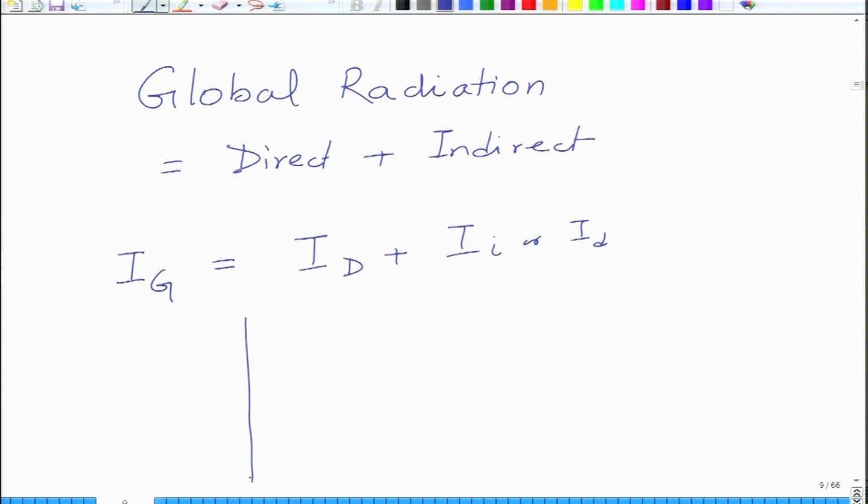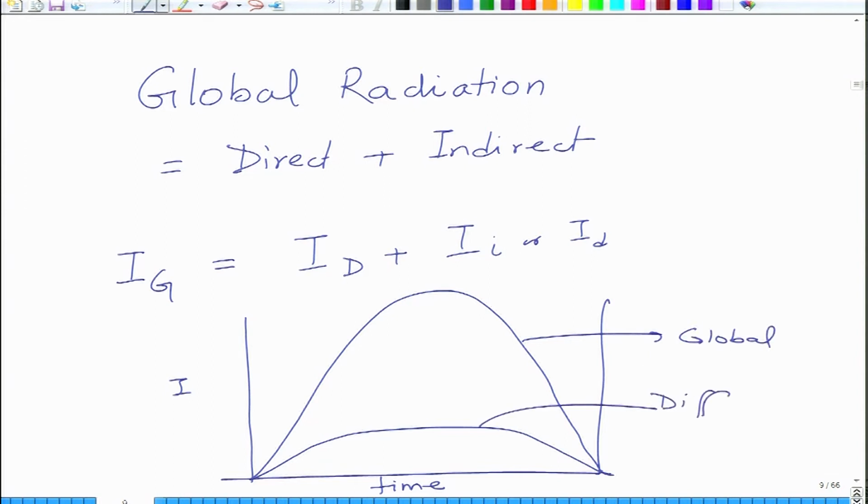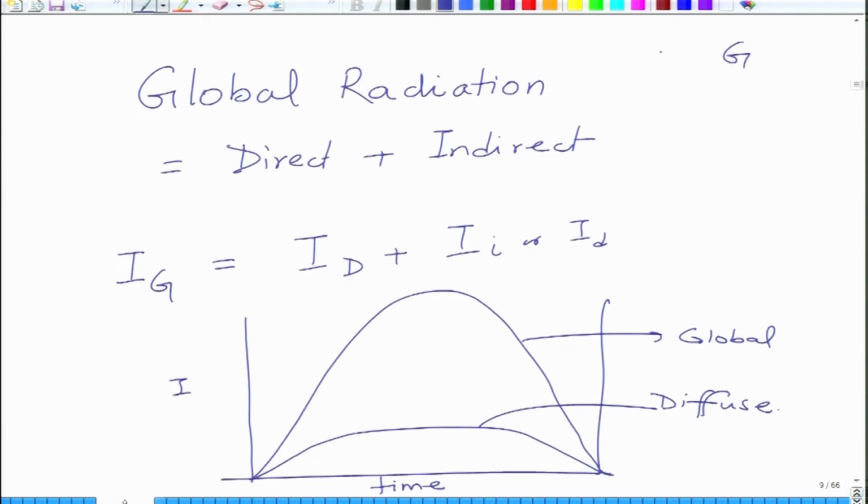Now if you plot I as a function of time, the diffuse radiation would be something like this, and the global radiation would be, so this would be global and this would be diffuse. Diffuse would be a lot broader, whereas global would be a lot sharper, and this is basically because of variation in the direct radiation as a function of time. That is why, in solar terminology, there is a term called G. You will see we depict the radiation as AM 1.5 G. I will come to AM 1.5 later on, but this G is the global radiation, which means it is the total radiation, direct plus diffuse.